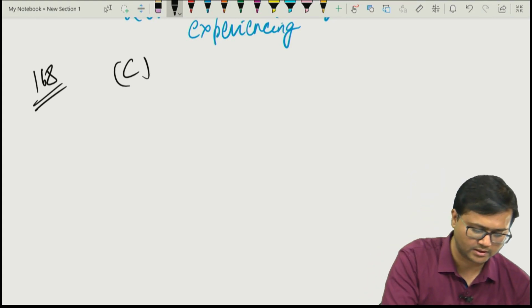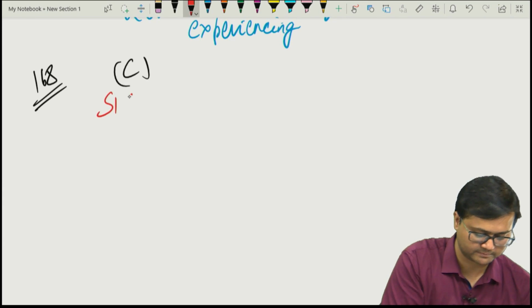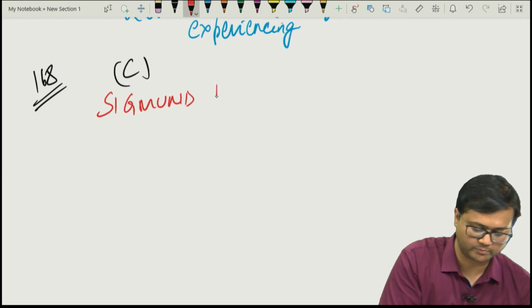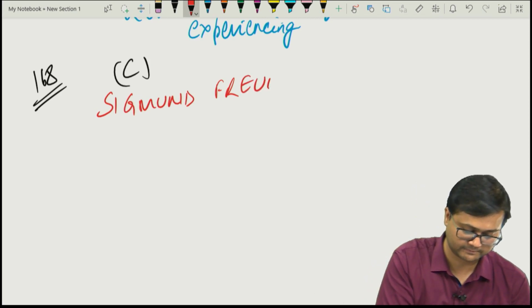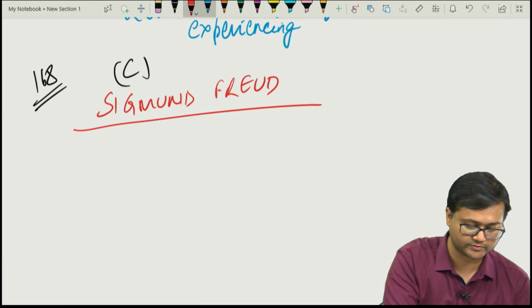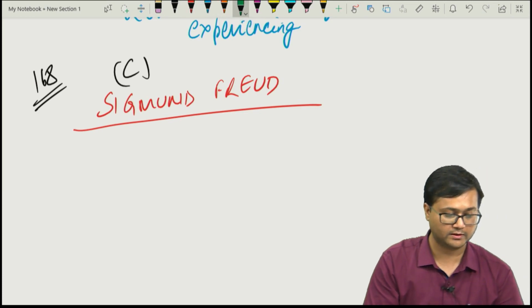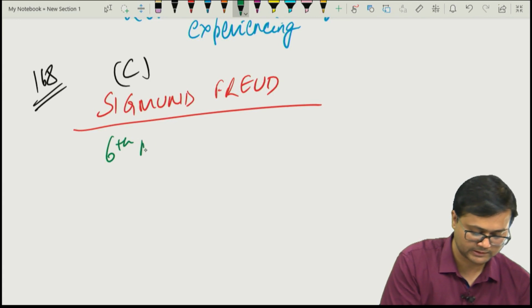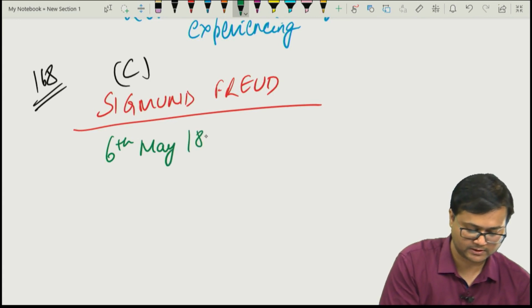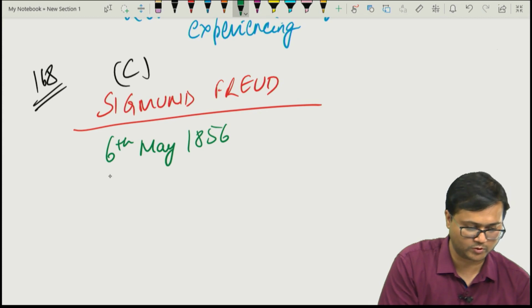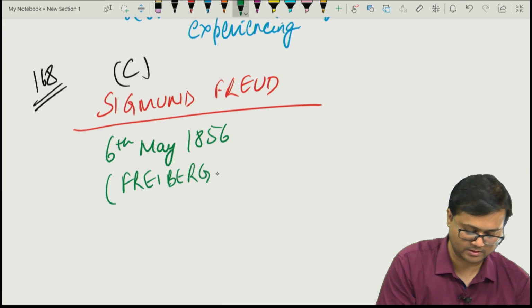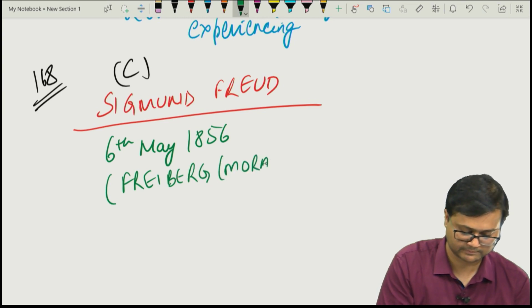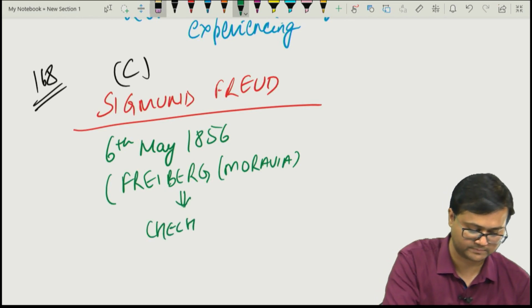So let us discuss Sigmund Freud, a very important person to know in psychiatry. You should always know who Sigmund Freud is. In fact, it is very important, and has been asked previously as well. He was born on 6th May 1856 in Freiberg, Moravia, which is now in the Czech Republic.